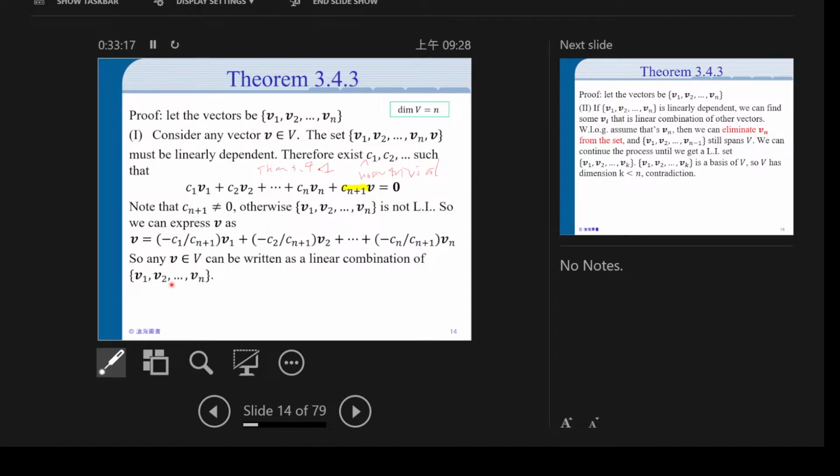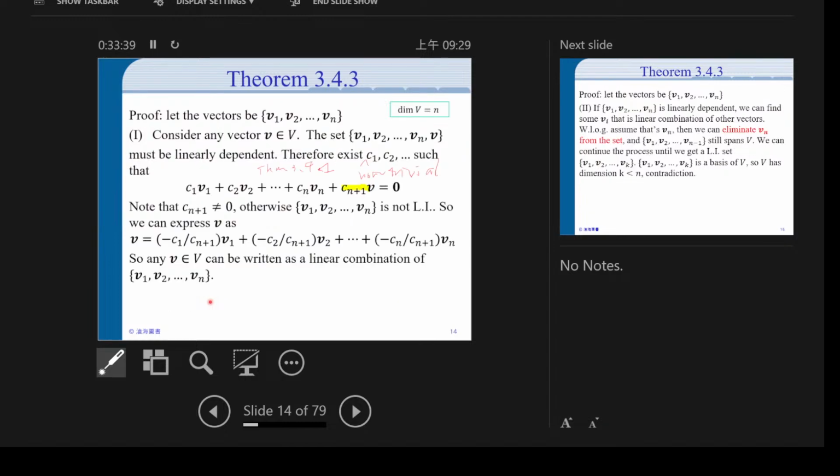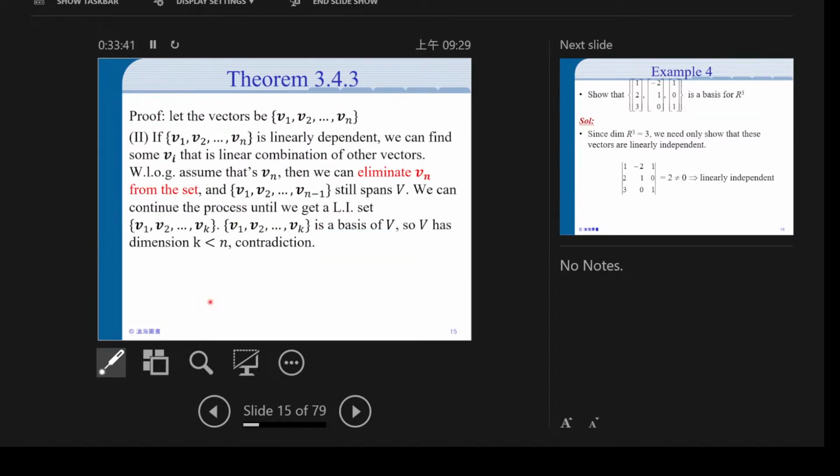That's the proof of the first part, and then we have the proof of the second part. We have any set of n vectors that span the whole space V, then they must be linearly independent. Okay, and let's see how this goes.